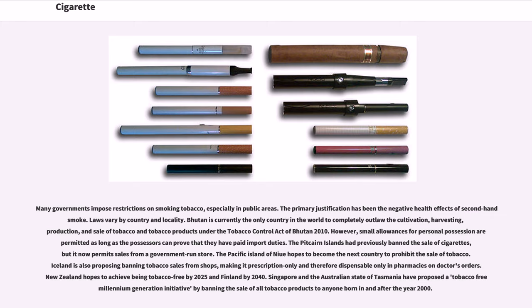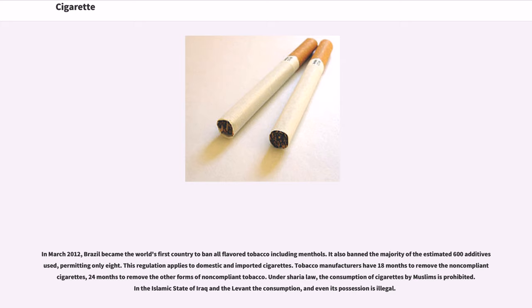Singapore and the Australian state of Tasmania have proposed a tobacco-free Millennium Generation initiative by banning the sale of all tobacco products to anyone born in and after the year 2000. In March 2012, Brazil became the world's first country to ban all flavored tobacco including menthols. It also banned the majority of the estimated 600 additives, permitting only 8. This regulation applies to domestic and imported cigarettes. Tobacco manufacturers have 18 months to remove the non-compliant cigarettes, 24 months to remove the other forms of non-compliant tobacco.